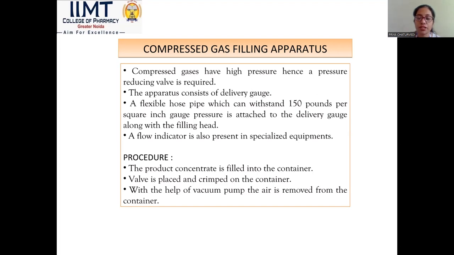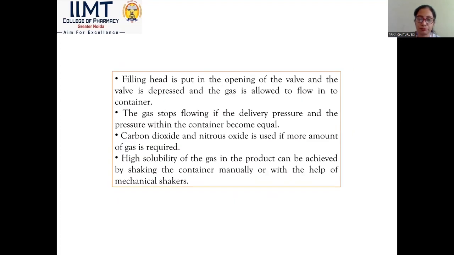Procedure: the product concentrate is filled into the container. The valve is placed and crimped onto the container. With the help of a vacuum pump, the air is removed from the container. The filling head is put in the opening of the valve, the valve is depressed and the gas is allowed to flow into the container. The gas stops flowing when the delivery pressure and the pressure within the container become equal. Carbon dioxide and nitrous oxide are used if a larger amount of gas is required.